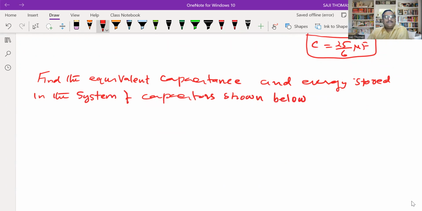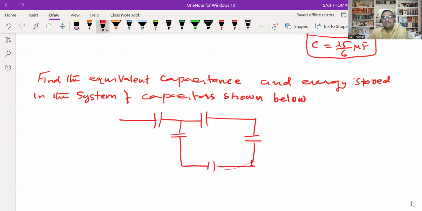So I am giving a circuit: one capacitor, another one connected like this, connected like this, connected like this, connected like this. Another capacitor is connected in this way, connected like this, and we are connecting here a 6-volt battery.